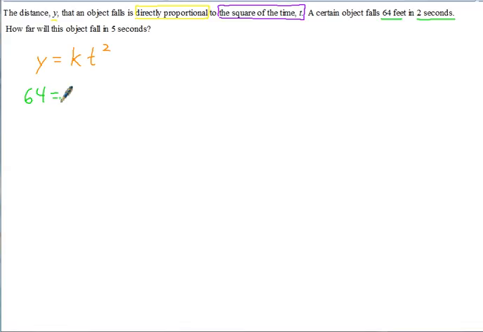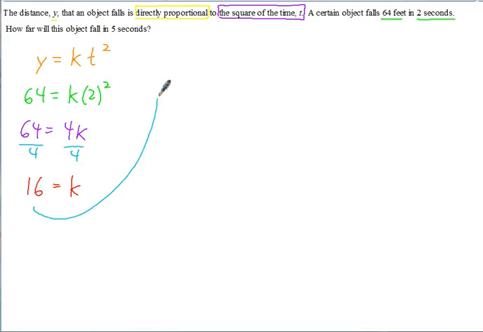That's our distance that an object falls, and time is 2. Substitute for y and t, and solve this for a proportionality constant k. So 64 equals 4k. Divide by 4. We get k: 64 divided by 4 equals 16. So now I can substitute 16 back in here for the proportionality constant, so we get our equation, y equals 16 t squared.